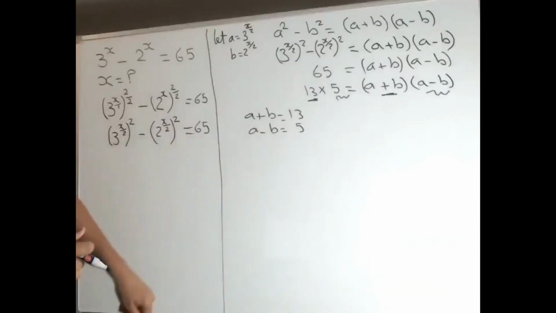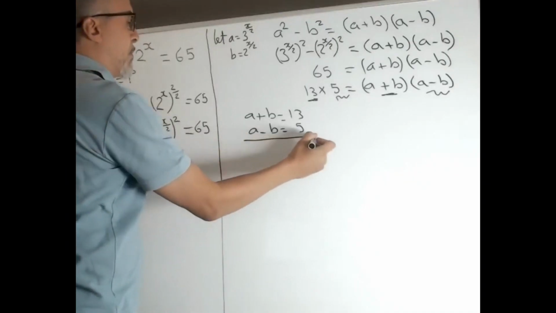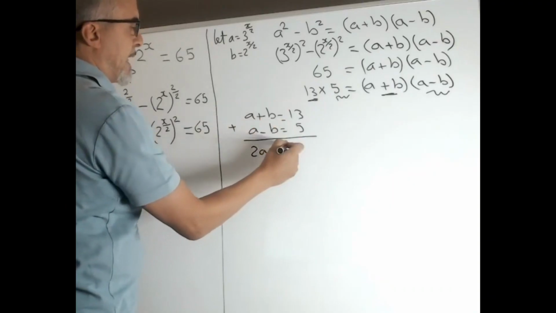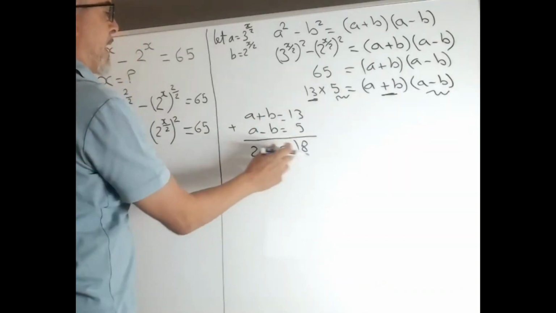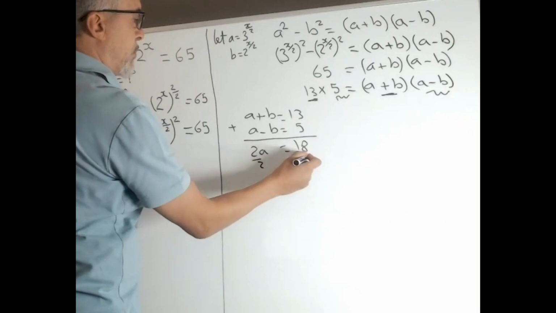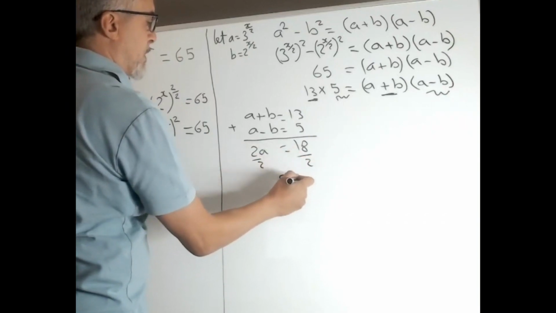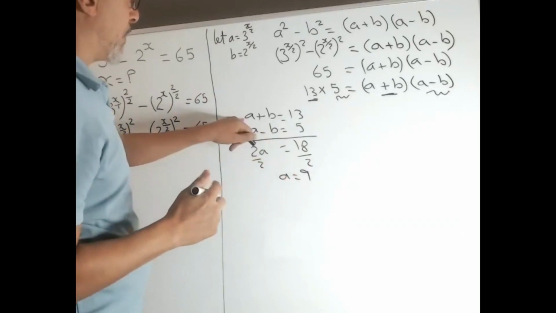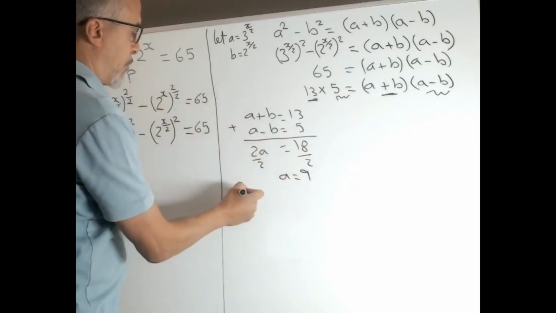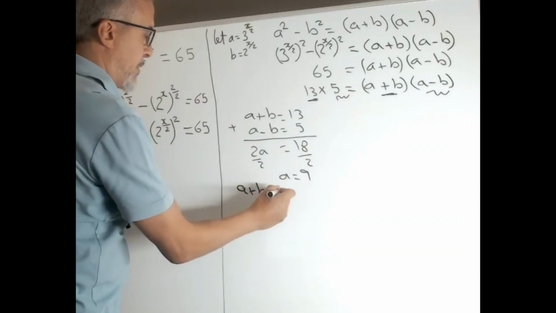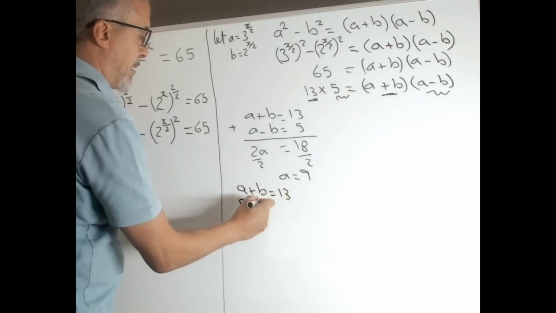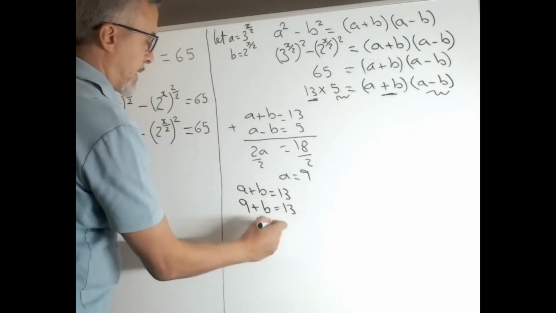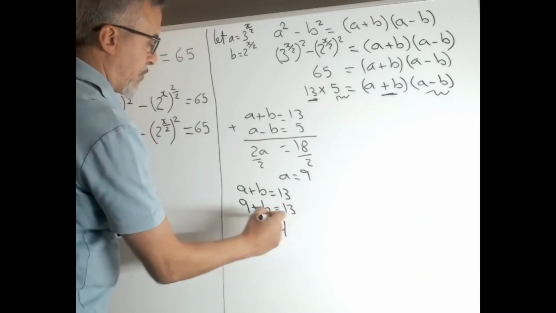Now, this is a system of equations. So I'm going to solve this system of equations by adding the two equations. I'm going to get 2a, the b's will cancel, and I'm going to get 18. And if 2a equals 18, I'm going to divide both sides by 2. I'm going to get a equals 9. Now, if a equals 9, I'm going to sub the 9 back into one of these equations. So I'm just going to sub it into the top one. So a plus b equals 13. If a is 9, 9 plus b equals 13, now b would equal, take away 9 from both sides, you get b equals 4.